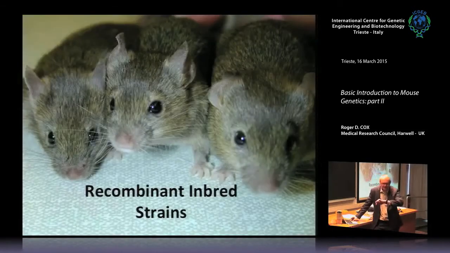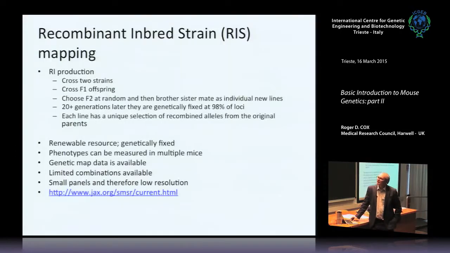Okay, I'll try and speed up a bit. Recombinant inbred strains are another choice of genetic mapping tool. These were generated from crossing 2 strains together and then generating F2s and then interbreeding those by brother-sister mating. So you end up with a set of lines where the loci are fixed, but you've trapped all these recombination events that have occurred in the breeding strategy. So each line has a unique set of recombined alleles from the original parents.